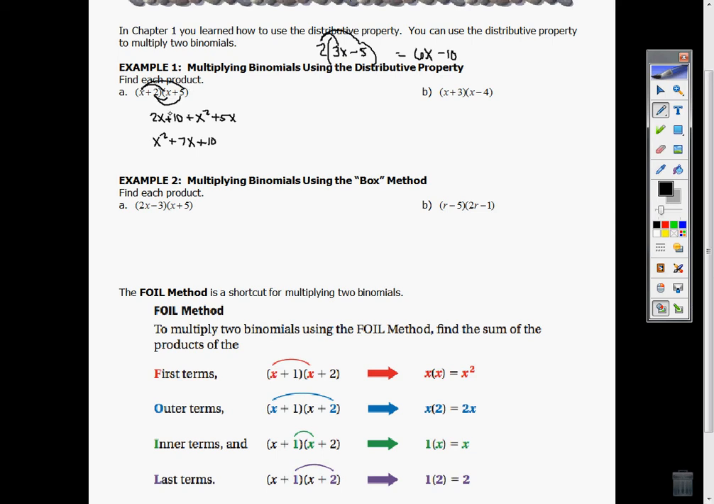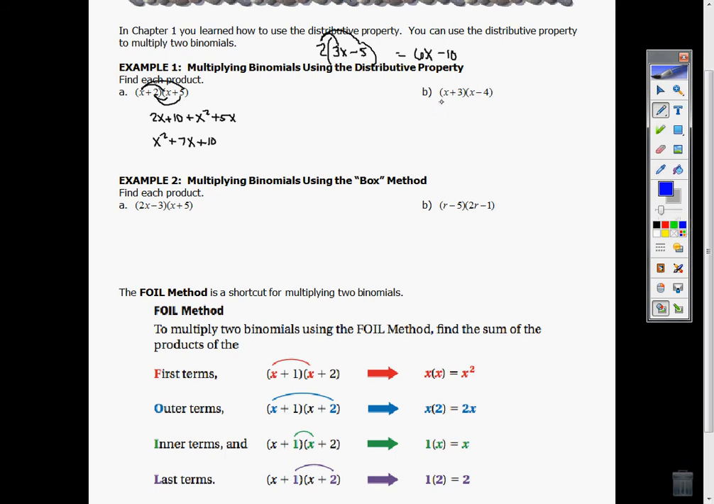Now, how did I know what all of these signs were going to be? How did I know that it was plus 10, plus x squared, plus 5x? Well, it all depends on the sign of the numbers that are multiplying. Right? And it's going to change in part B, because in part A all we had was positive numbers, so it was nice and easy, everything came out positive. In part B we'll see it's a little bit different. So let's look at part B.